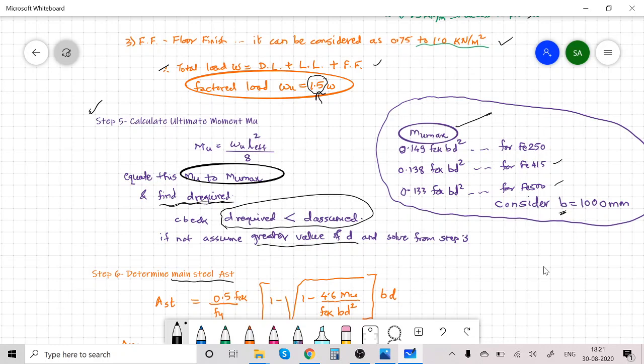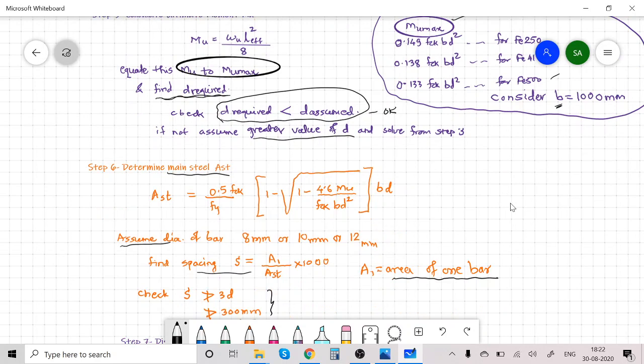Check that this D required must be less than D assumed in the above steps. If D required is less than D assumed, then it is okay. Otherwise, you will have to increase the depth, assume greater depth, and revise the calculation from step number 3. Now let us consider this D required is less than D assumed, then we can proceed.